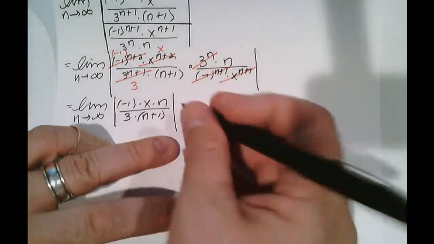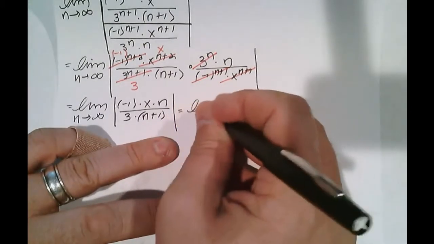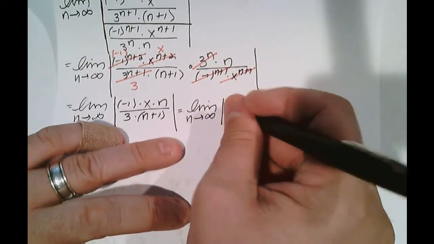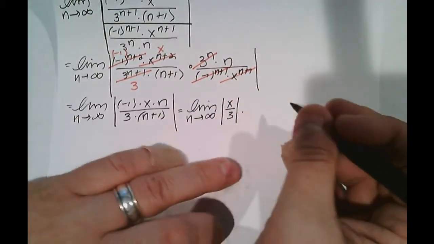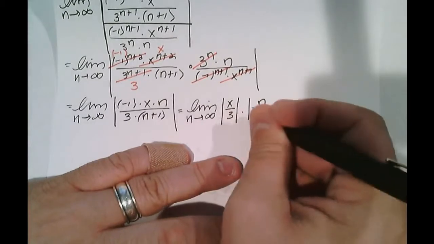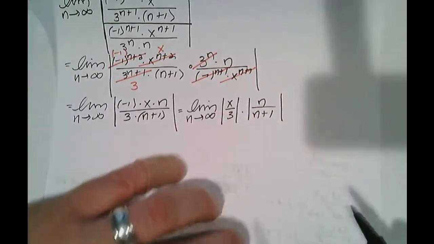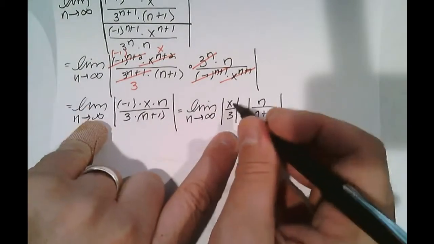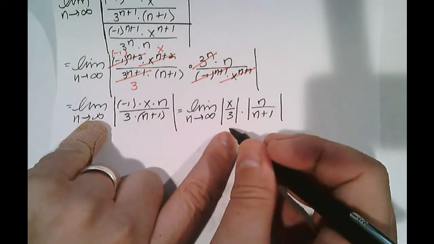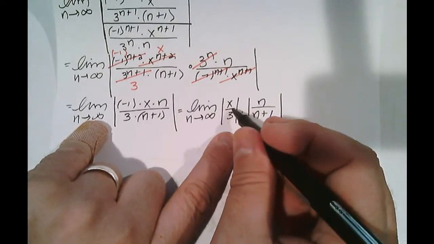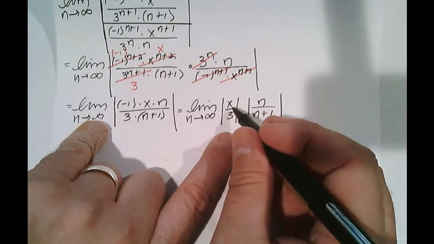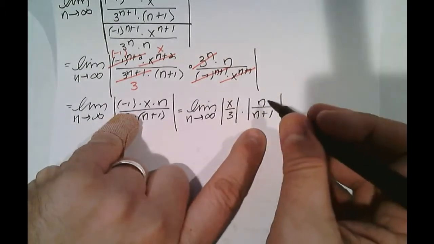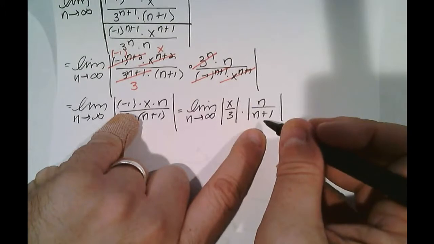3 isn't changing, so I want to rewrite this as the limit as n approaches infinity of the absolute value of x over 3 times the absolute value of n over n plus 1. As n approaches infinity, nothing is happening over here with the x over 3. x is going to be constant, fixed for a given value of x. What happens over here? The limit as n approaches infinity of n over n plus 1.